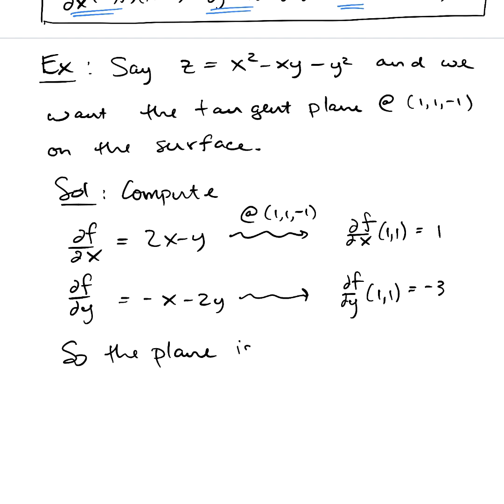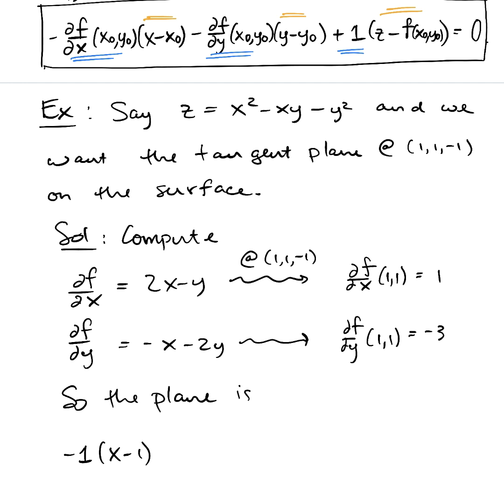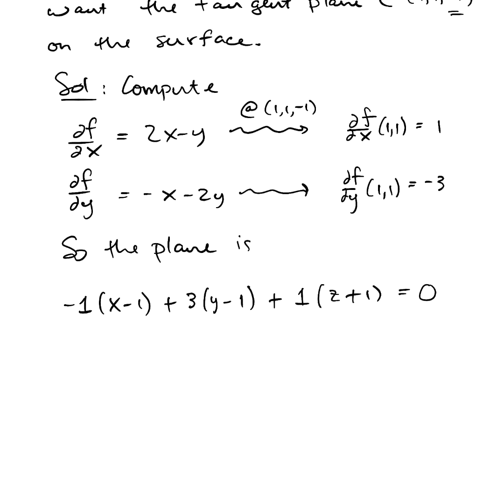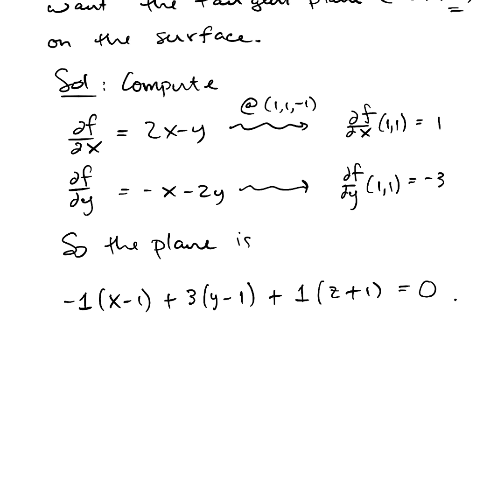So the plane is: negative x partial times x minus known x, take away y partial, and minus minus is plus 3 times y minus known y, plus 1 times z minus known z. Known z is negative 1 and minus minus is plus, so z plus 1. And all that equals 0. That's it. That's our answer.